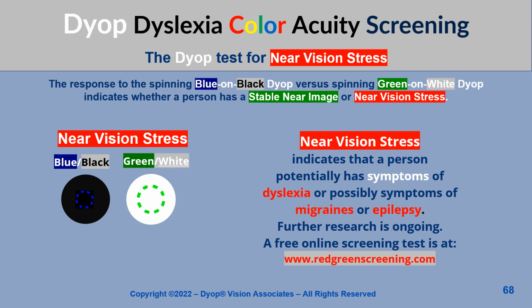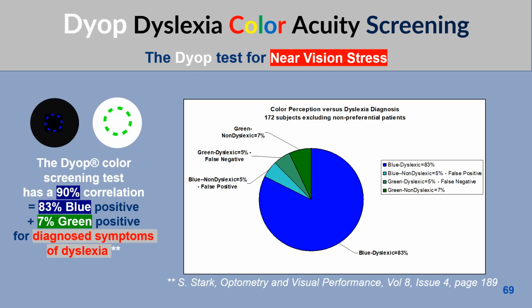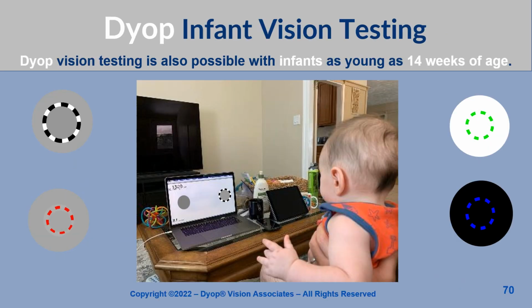Further research is ongoing. An online version of the test is at redgreenscreening.com. How well does the color screening test work? The Dyop color screening test with a blue on black versus a green on white spinning Dyop has a 90% correlation for diagnosed symptoms of dyslexia. Dyop vision testing is also possible with infants as young as 14 weeks of age.